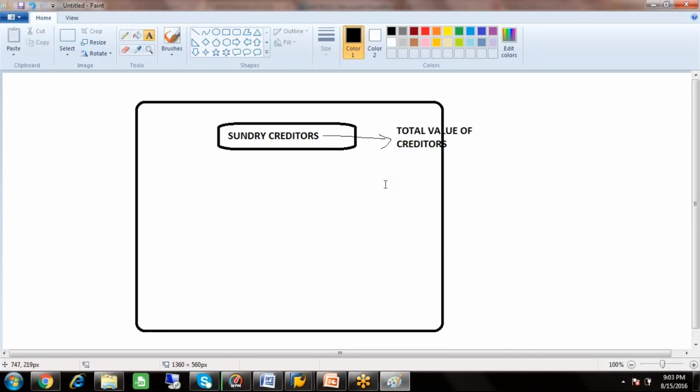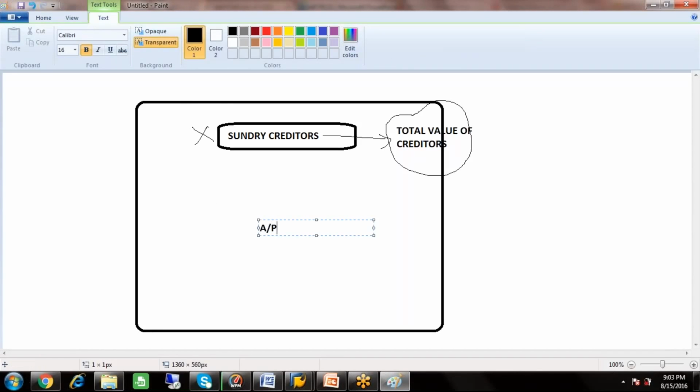But let us say I want to know the individual values. Let us say I have purchased the material from X, I purchased the material from Y. I want to know what is the amount which is due to X or Y or Z. Now that information I cannot get from here, the individual information. It only gives me the total value, the consolidated figure. To get that figure, I'll be coming to my accounts payable subledger.